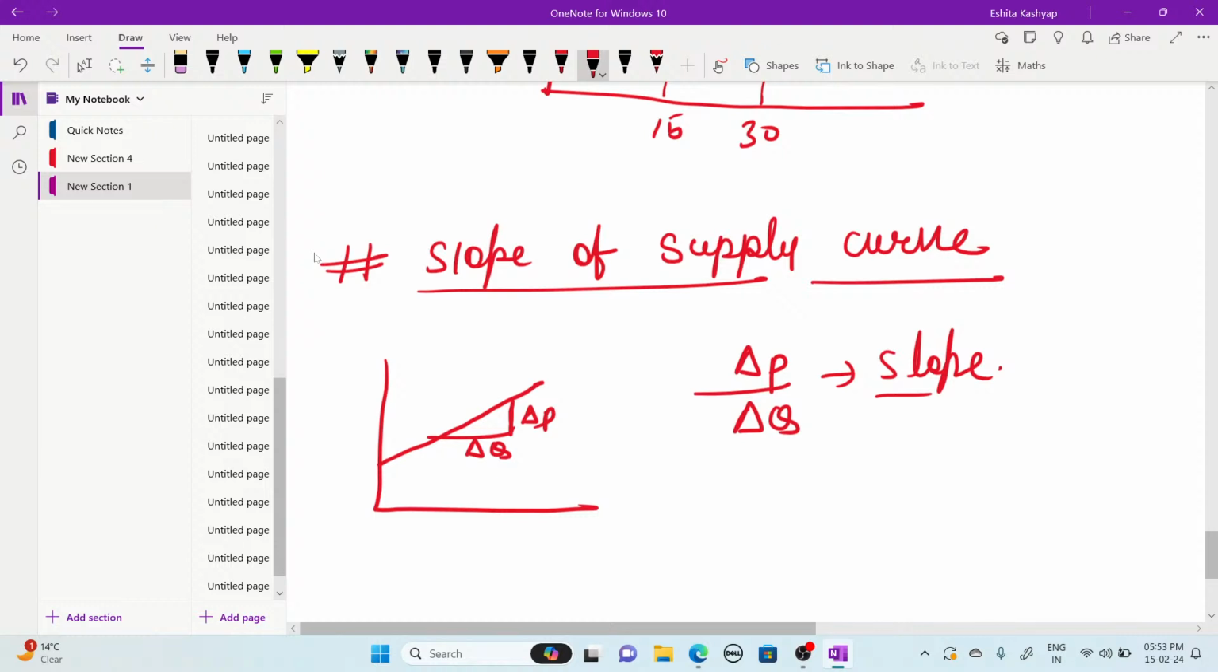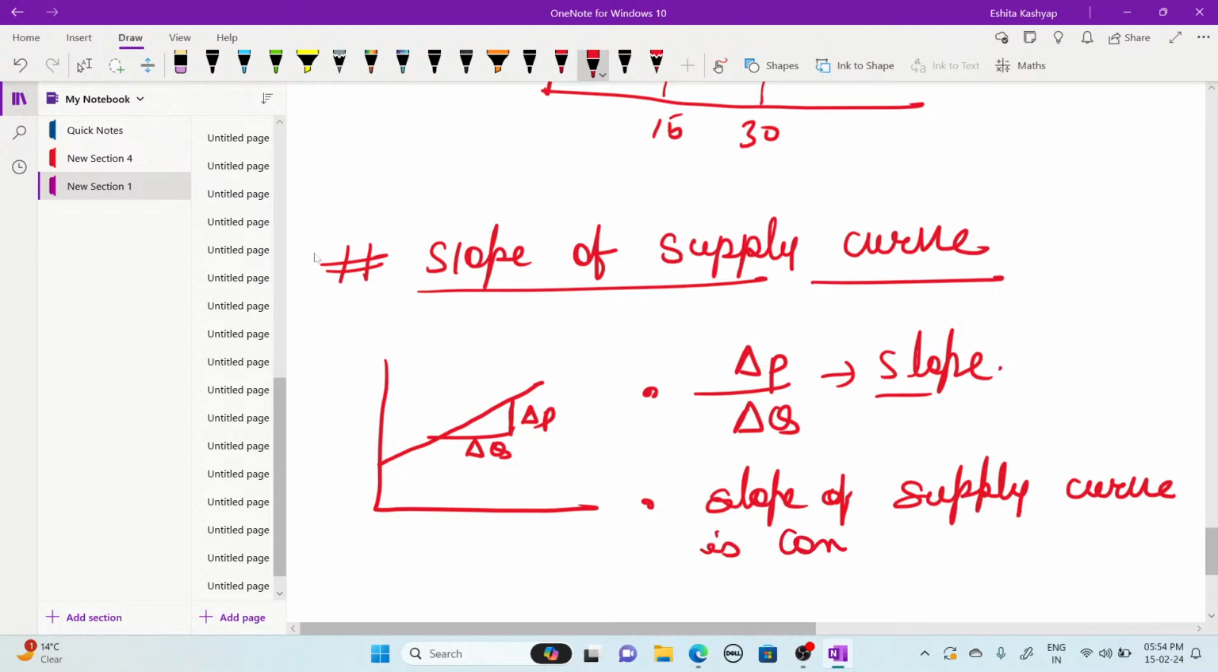So this shows the positive relationship, and as we all know, the slope of a straight line supply curve is constant. Let me tell you one thing, the slope of supply curve is constant, or we can also say it shows a linear relationship between price and quantity supplied.